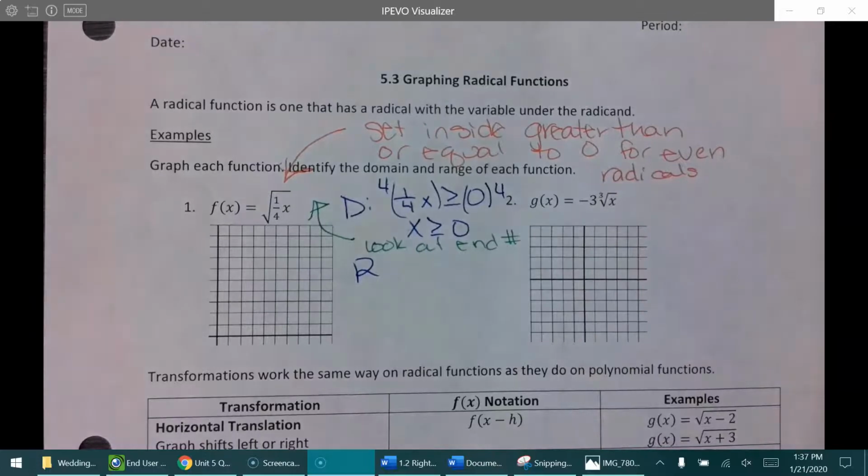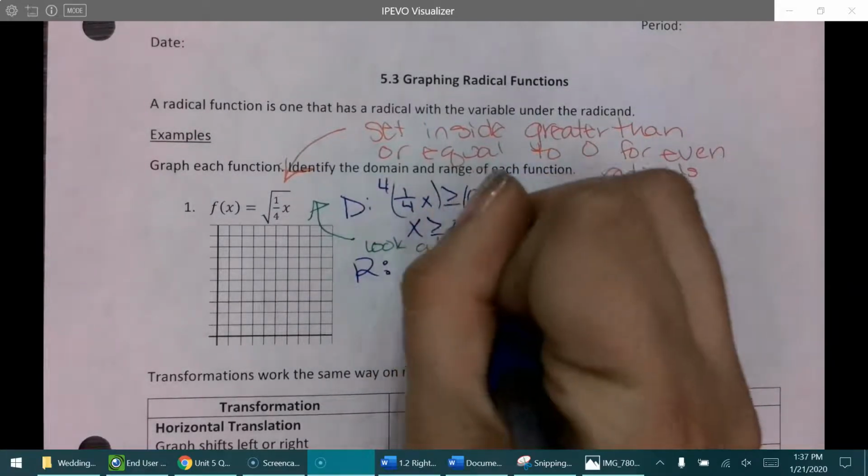Okay. Do I have an end number outside of the radical here? Yes, we do. Y is greater than or equal to 0 since there was no number.